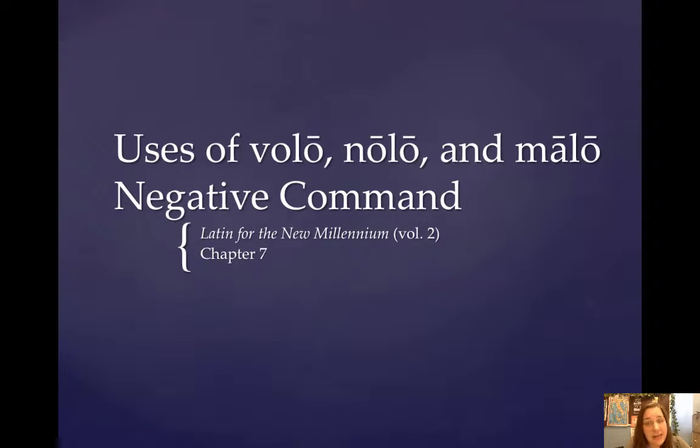It is the second lesson and actually the final one in Chapter 7 in Latin for the New Millennium, Volume 2. In the first video, you learned how to conjugate volo, nolo, and malo in the present active indicative and the present active subjunctive, because those are really the only two tenses and moods in which volo, nolo, and malo are irregular. But these are actually fairly common verbs, and they do have two common uses.